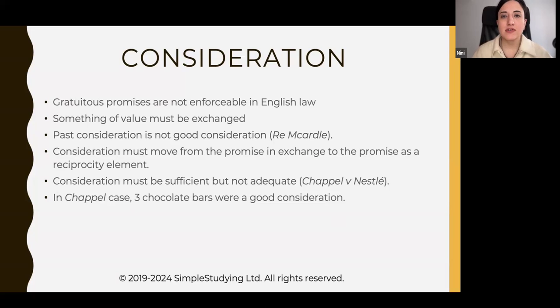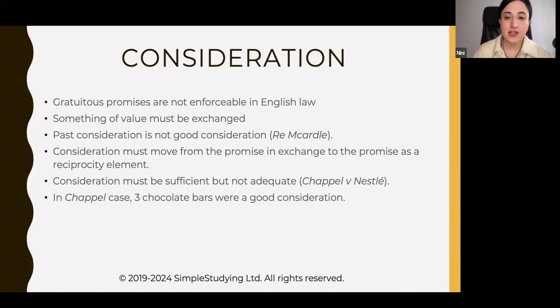And finally, there is intention to create legal relations. Usually in business settings, the presumption is that you intend to create legal relations. Whereas in family settings, like when you are dealing with family members, the presumption is that there was no intention to create legal relations, but these presumptions can be rebutted. But we'll talk about it in more detail when we are on the side of intention to create legal relations.